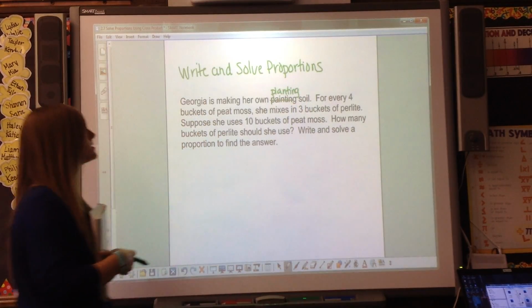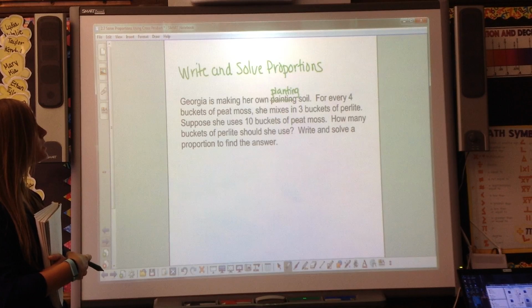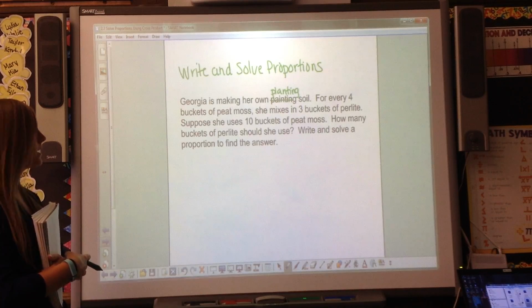Georgia is making her own planting soil. For every 4 buckets of peat moss, she mixes 3 buckets of perlite. Suppose she uses 10 buckets of peat moss. How many buckets of perlite should she use? Write and solve the proportion to find the answer.